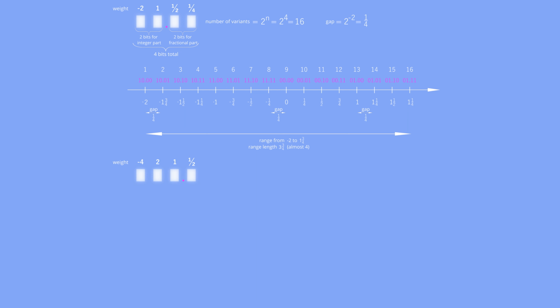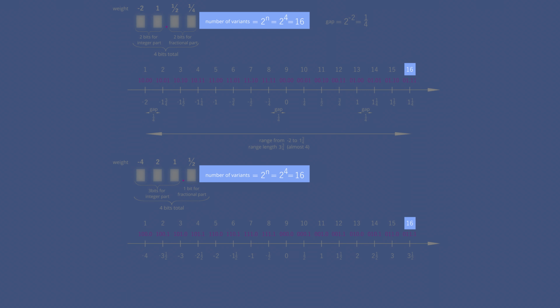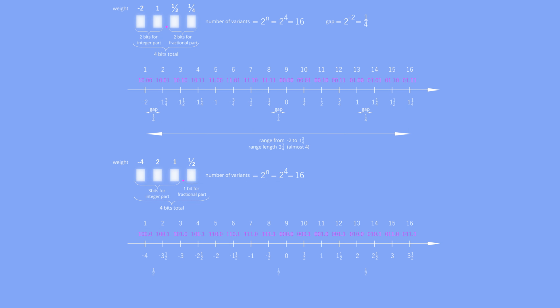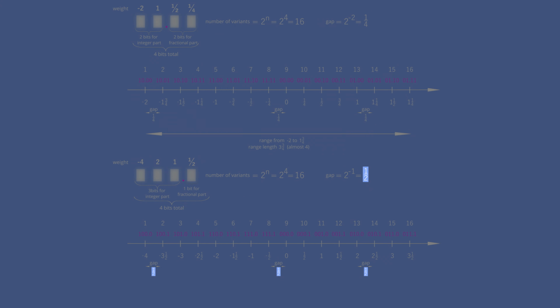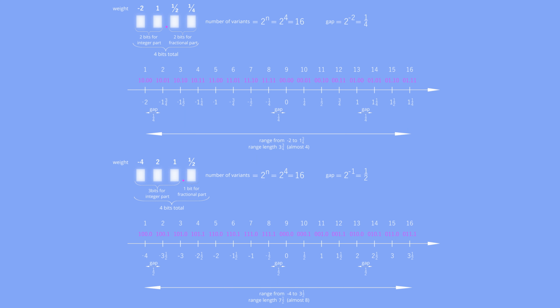Second example, 3 bits for the integer part and 1 bit for the fractional part. In total there are 4 bits. In the second example, the number of variants is also 16, because the total number of bits is the same. The gap equals 2 to the power of negative 1 and equals 1 over 2. The range in our example is from negative 4 to 3 and 1 over 2. Range length equals 7 and 1 over 2, so almost 8.